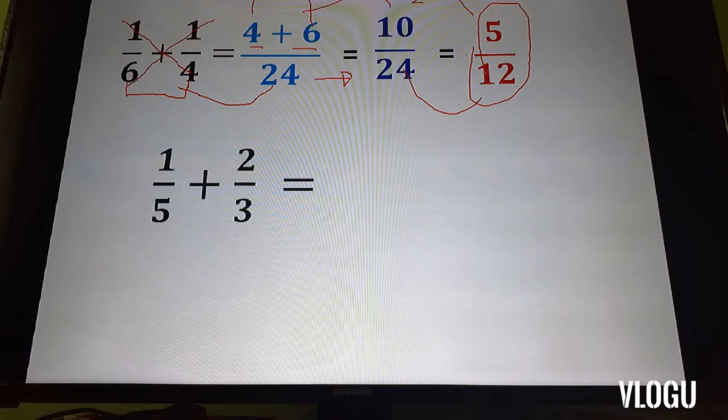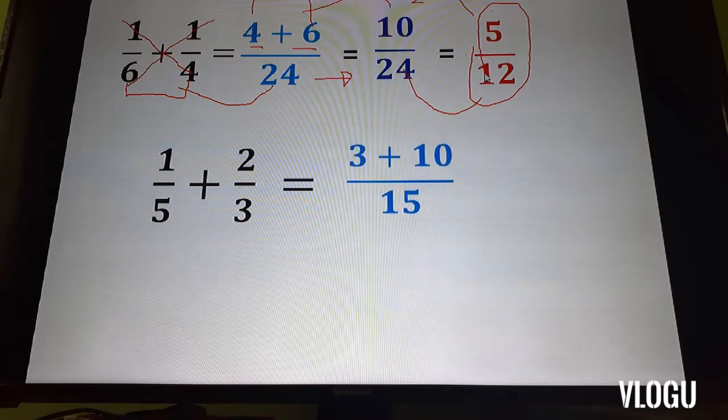For my example number 2, for instance, I have 1 over 5 plus 2 over 3. For my partial answer, that is equals to 3 plus 10 over 15. And if I add 3 plus 10, that is equals to 13 over 15. Since 13 and 15 is already in simplified form, that would be our final answer.